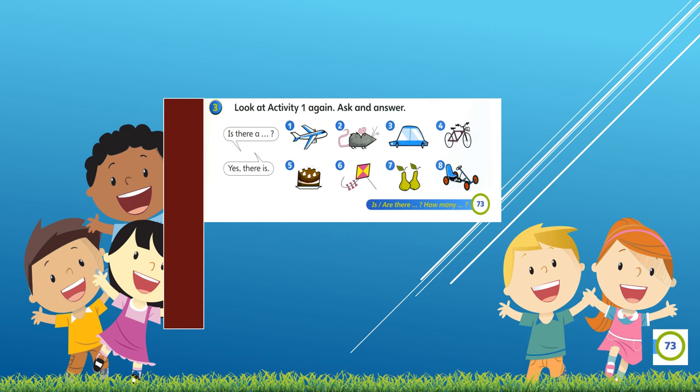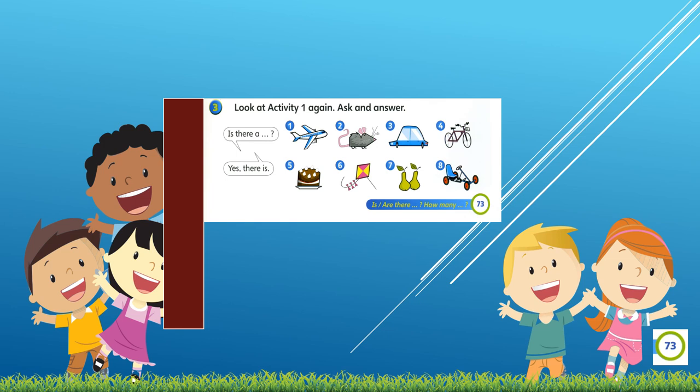Number 3. Look at activity 1 again. I will ask and you will answer. Number 1. Is there a plane? If you say yes, there is, then you're correct. Number 2. Is there a rat? If you say no, there isn't, then you're correct. Very right. Very good. Number 3. Are there any cars? Yes, there are. If you said yes, there are, you're very correct.